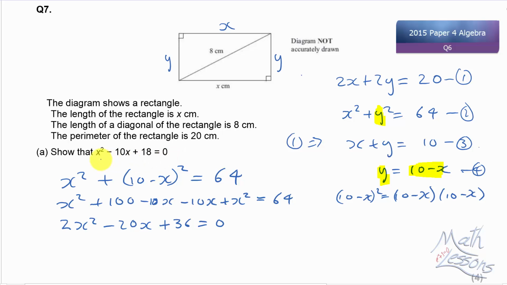Now I want to get just a 1x squared. Well, if I divide all of these by 2, 2x squared gives me x squared. Divide the minus 20x by 2 gives me minus 10x. And divide 36 by 2 gives me 18. And we have shown what they wanted.